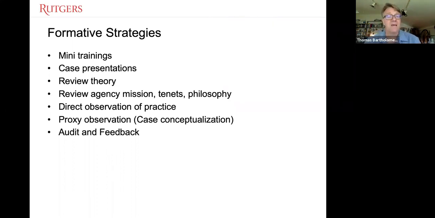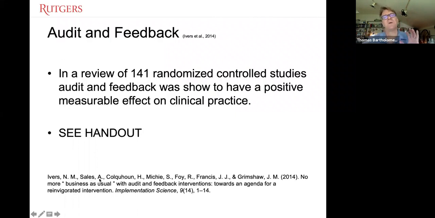And speaking of feedback, the gold standard of the formative function is audit and feedback. Audit and feedback involves a direct observation of practice, ideally a video or audio tape of practice. And then the supervisor compares what they see, ideally with a valid measure of that practice, the way it's supposed to be done. And then they feed back the information about how close the person was to that standard.